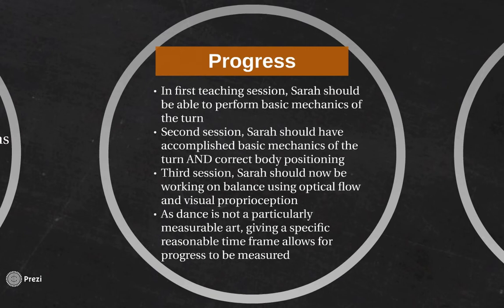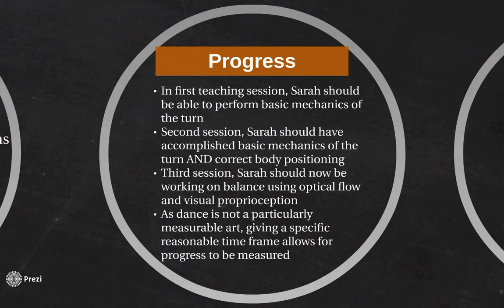Now in a second teaching session, Sarah should have accomplished the basic mechanics of the turn and the correct body positioning. So to me that means that Sarah's arm should technically be somewhere in the right place, her other arm should be in the right place, her legs should kind of be in the right place. They're not turned in, a pirouette turn would be turned out. If you need more of a visual reminder of that, I would recommend that you go back and watch the video.